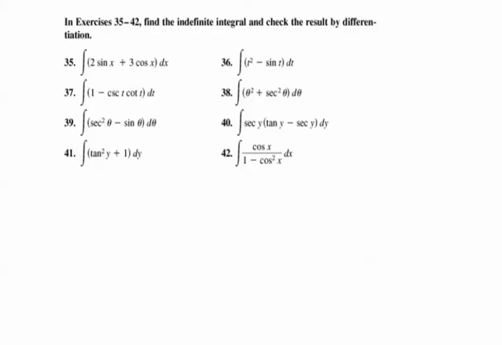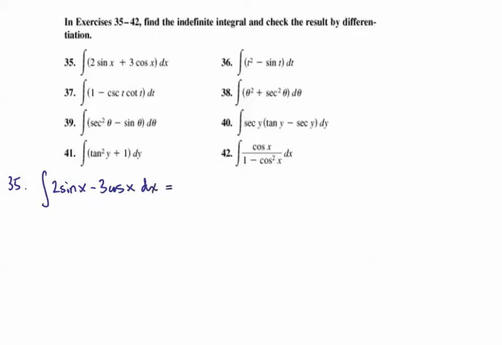Okay, in this video we continue with Larson, Chapter 4, Section 1, and this time we'll be finding indefinite integrals that have to do with trigonometry. So let's look at number 35 then. For 35, we have the integral of 2 sine x minus 3 cosine x dx.